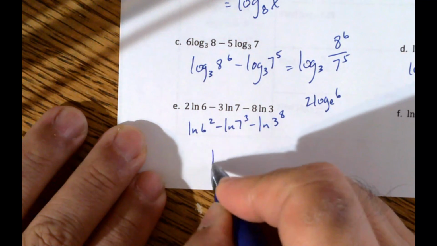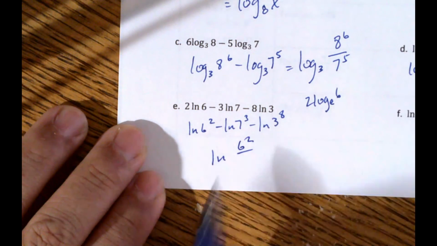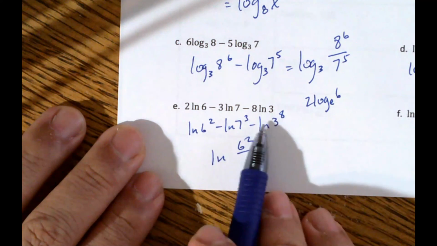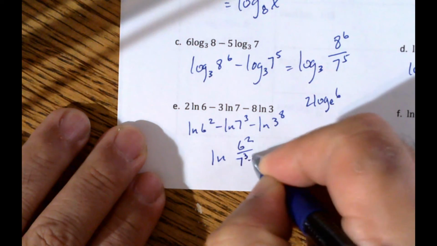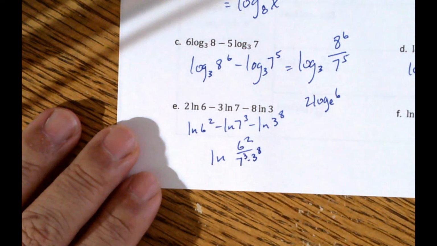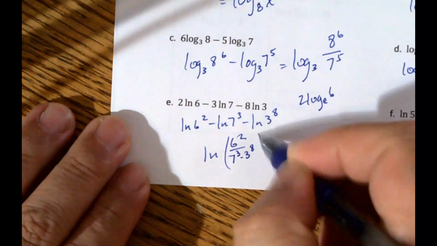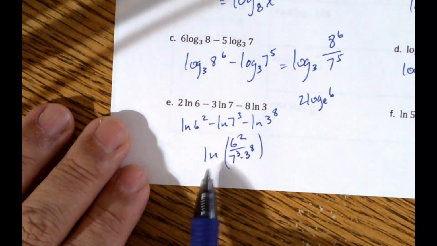So this is going to look like natural log of 6 squared, right? That one was positive, so it's in the numerator. Both of these are negative, so they're both in the denominator. So you write 7 to the 3rd, 3 to the 8th. And that's a perfectly legitimate answer, okay? All of that lives inside of this natural log.